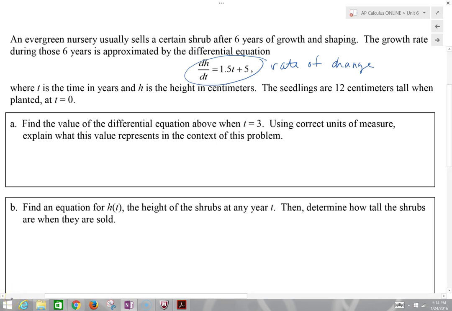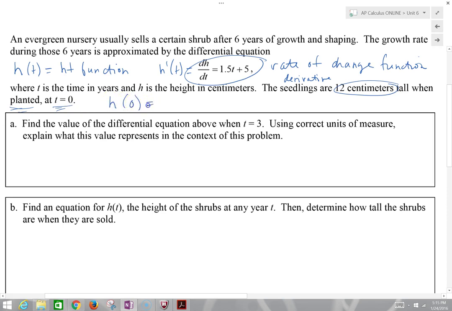So if that's the rate of change, that is the derivative of the height function. So h of t equals the height function. This is basically h prime of t, which is the rate of change function. And if we continue to read this, where t is the time in years, h is the height in centimeters, the seedlings are 12 centimeters tall when they are planted at time equals 0. So that means that the height function at 0 is equal to 12 centimeters. Alright, now we're ready to start.